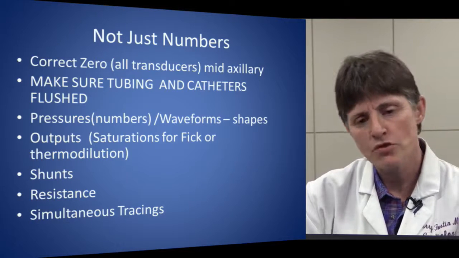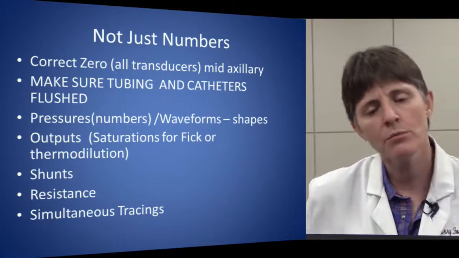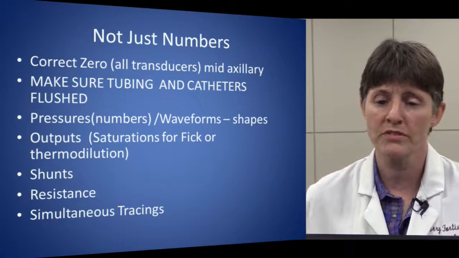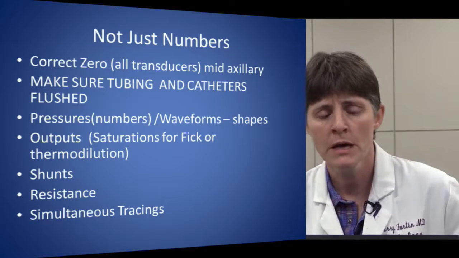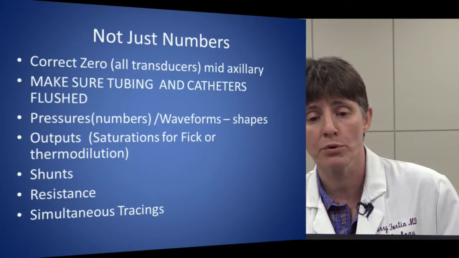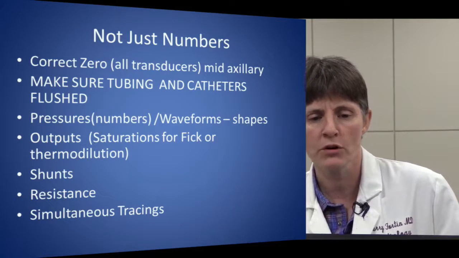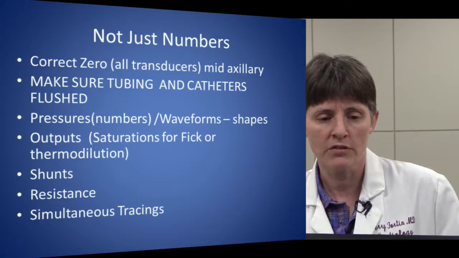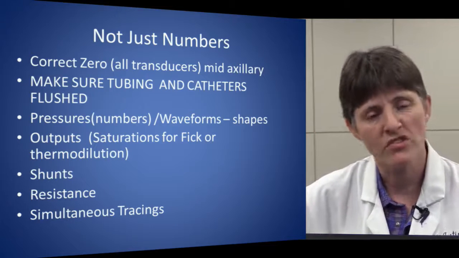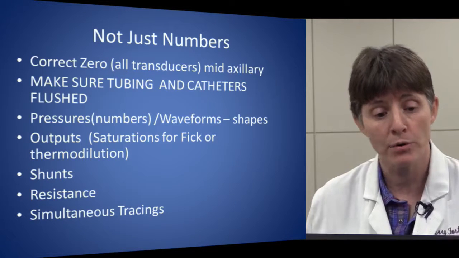If you have damped tracings, and we'll look at some tracings, make sure they're not air bubbles. We want to look at the numbers themselves, but we also want to look at the waveforms, because the shape of those waveforms tells us a lot about the patient as well. And again, we're going to then measure saturation so we can calculate outputs. And those may be Fick outputs or assumed Fick outputs. We can also use a thermodilution system. Again, occasionally we're measuring shunts, not often. We're going to get the resistance, and we're going to calculate that from the pressures and the outputs that we have measured.